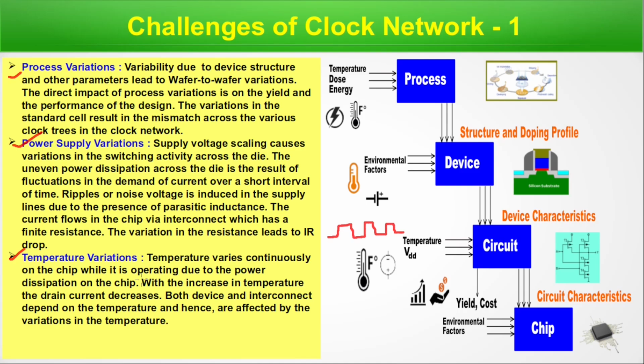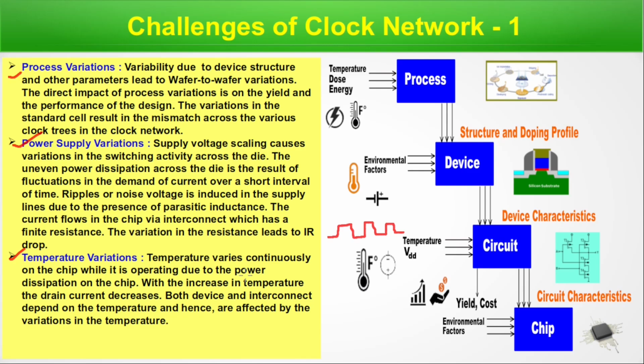Now, temperature variations. Temperature varies continuously on the chip while it's operating due to the power dissipation on the chip. Power dissipation is there. Obviously, junction temperature will increase. With the increase in temperature, the drain current decreases. Both device and interconnect depend on temperature and hence are affected by the variations in the temperature. How temperature can impact, we have discussed it in the reliability episode. We have discussed it there.